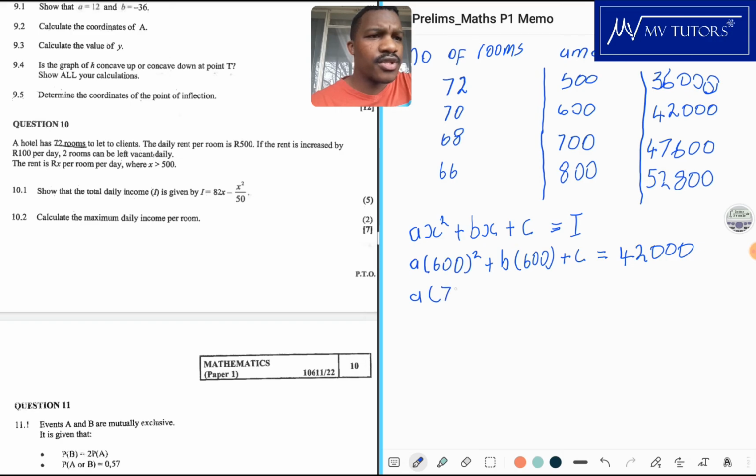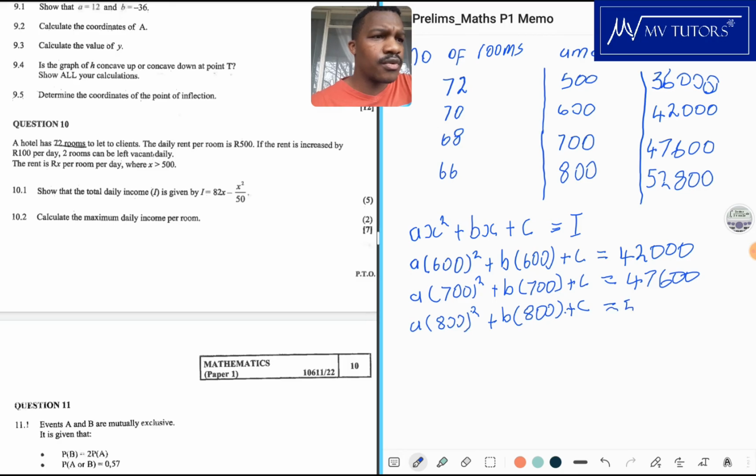Okay, just like that. Let's get another one. A, we'll just continue. 700 squared plus B, 700, plus C is equal to the income where the amount is 700, which is 47,600. And then the last one, we'll have A, we'll put 800 there, squared plus B, 800, still X, plus C is equal to 52,800. It's just like that.